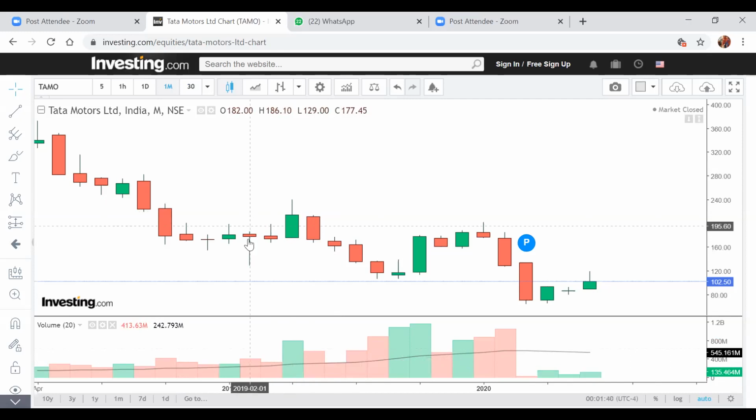Okay, thank you. Clear now? This is free. TradingView is also free, and investing.com is also free. And if you have your own trading platform, I personally share that too. Zerodha and Sharekhan are all free.